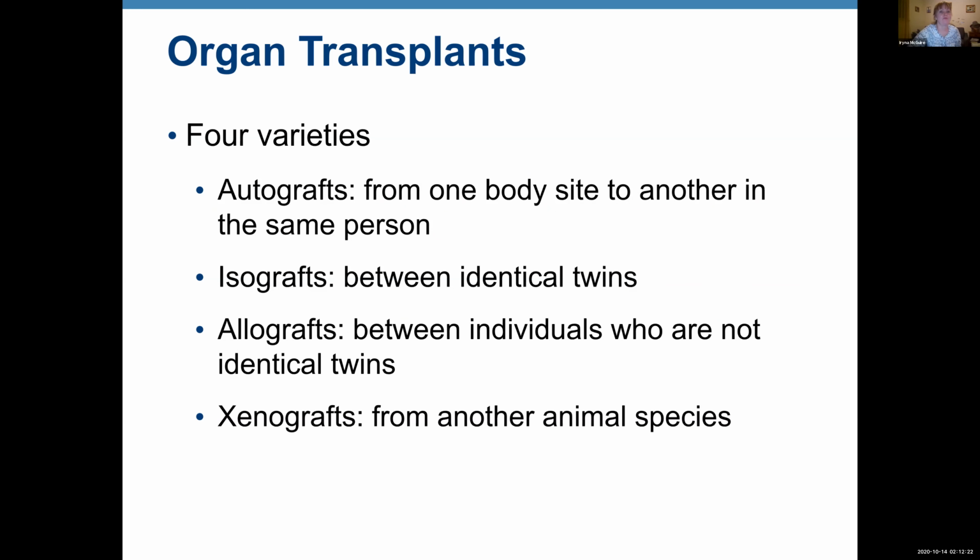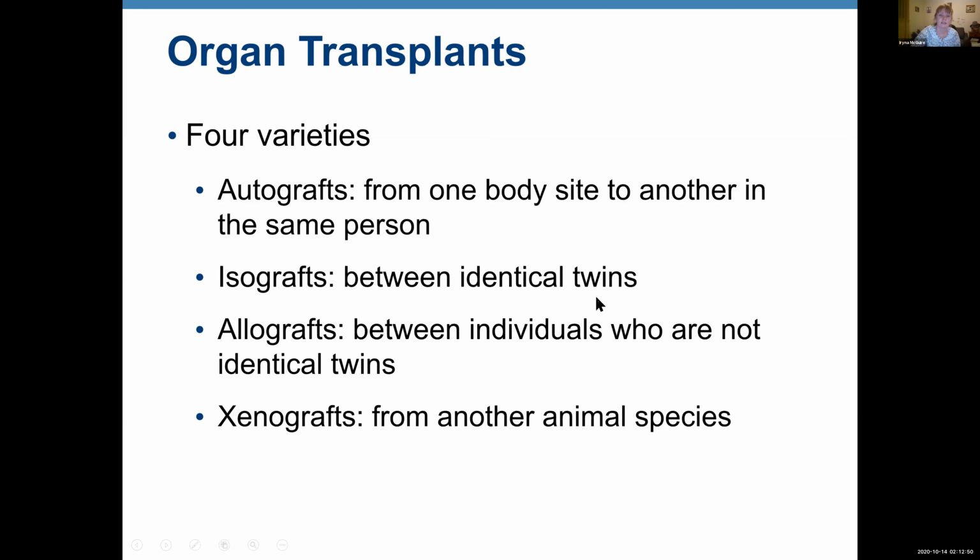Okay, now organ transplants. There are 4 varieties. Autografts are from one body site to another in the same person, right? Let's say when you have a skin autograft, they take a piece of your skin from one part of your body and transplant it to another part, let's say if a person has a severe burn.